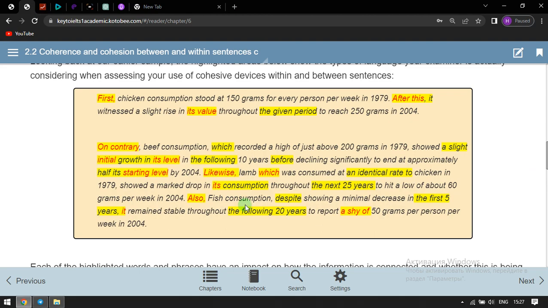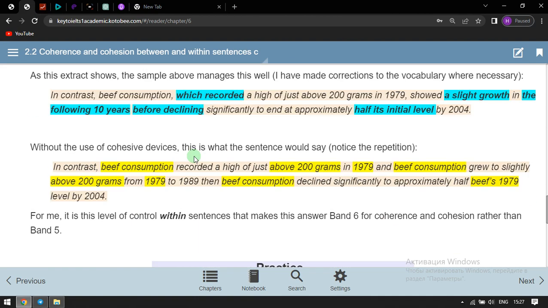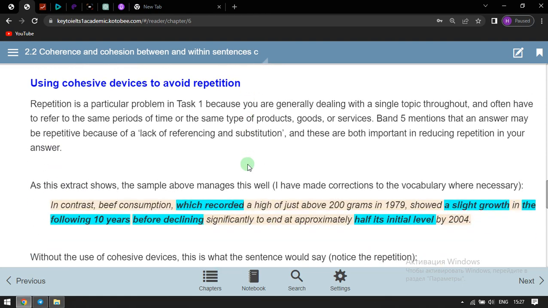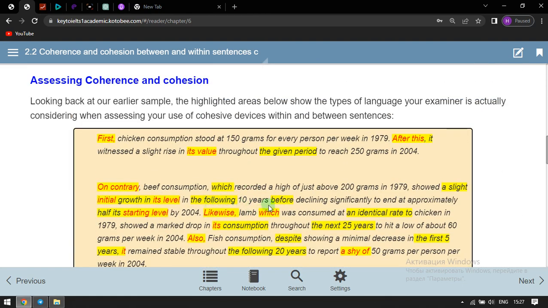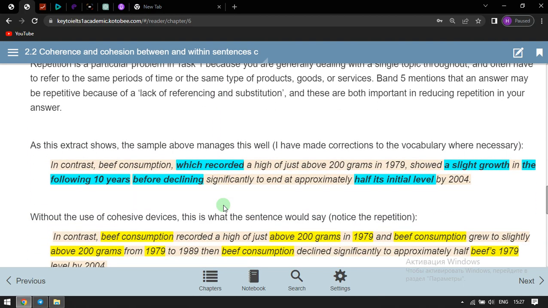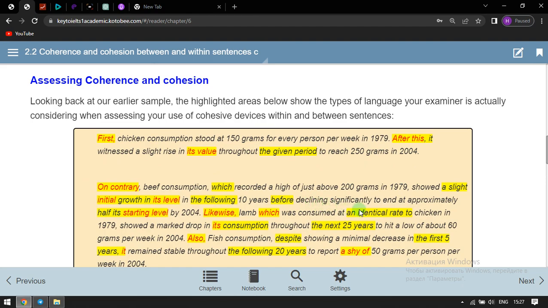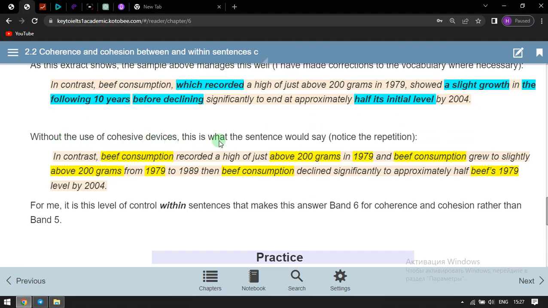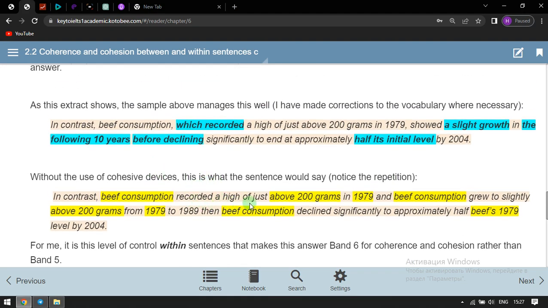So, starting on the initial qo'ygan, a slight growth, a slight initial olib tashlagan, the following 10 years, in the following 10 years before declining, not really big difference, but without the use of cohesive devices, this is what the sentence would say. Notice the repetition. In contrast, beef consumption recorded a high of just about 100 grams in 1979, and beef consumption grew to slightly about 200 grams from 1970 to 1979 to 1989.